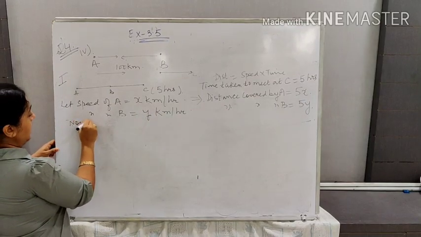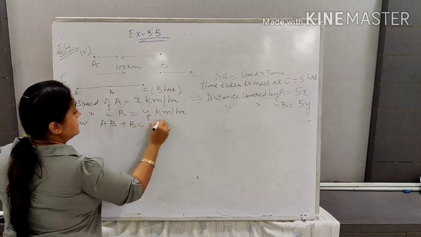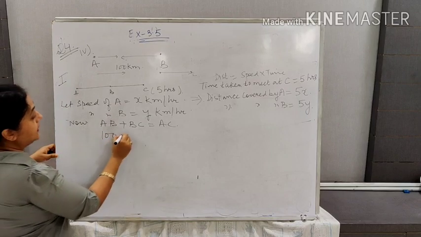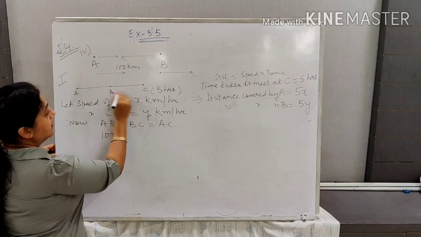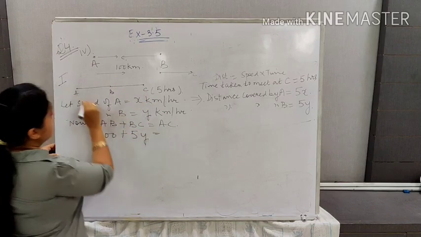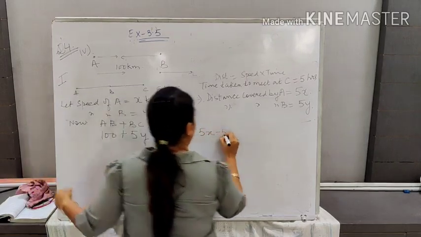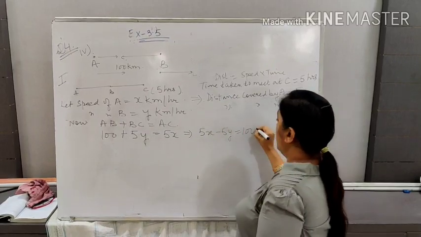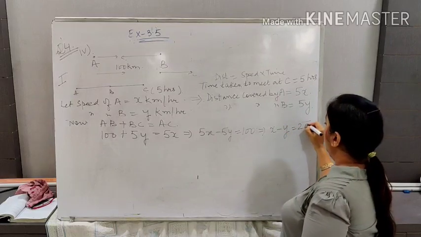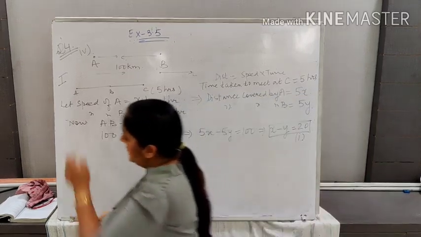Now, please see, AB plus BC is AC, right? And what is A to B? A to B is 100. What is BC? BC is B to C. What is the distance covered by B? It is 5y. And what is A to C? It was 5x. This implies 5x minus 5y is equal to 100, 5 common. This means x minus y is equal to 20. This is your first equation. Let us mark it as first.